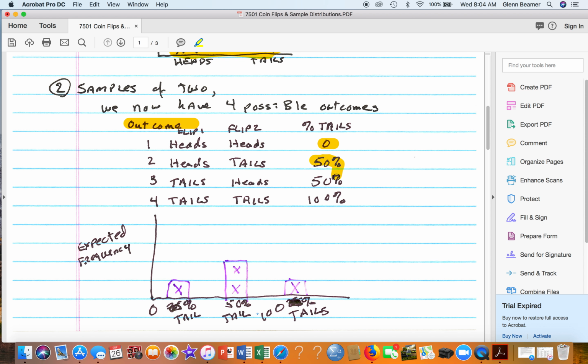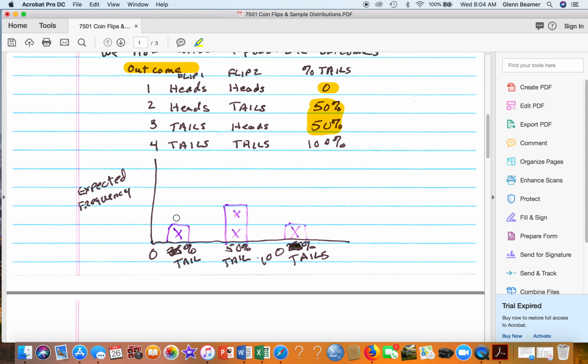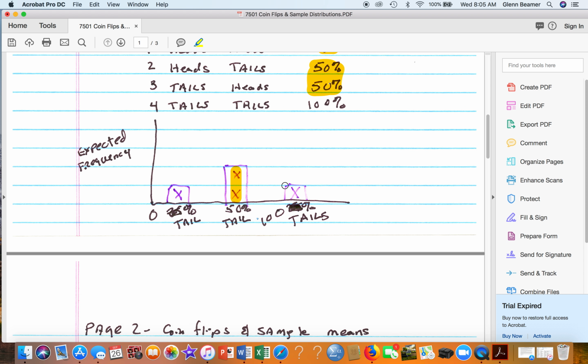This is, nicely, 50% of our outcomes are tails, exactly what we expect it to be. Half of the time we get tails, half of the time we get heads. And then we have the last outcome, which is all tails. So you have four possible outcomes that I've graphed here in a histogram, which are 0% tails, 50% tails, and 100% tails. Notice that it's centered on the 50% tails. And so you might see this as the very beginning of a rough normal distribution.